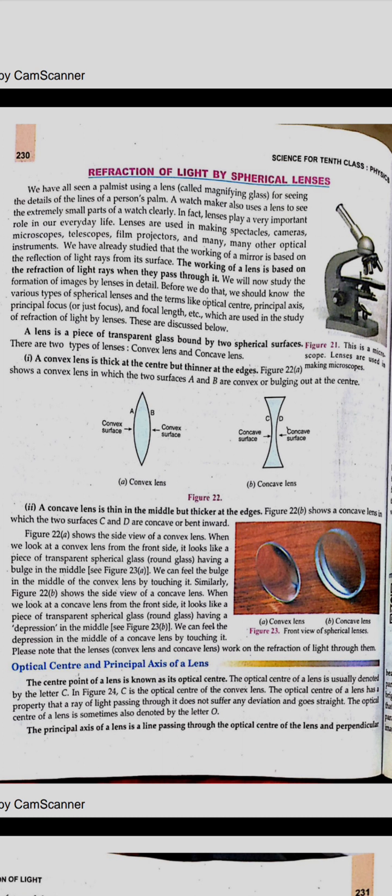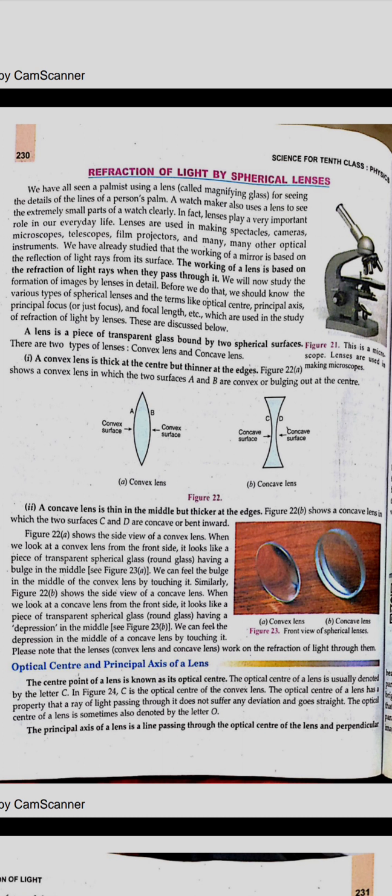Now we have seen that when the light ray passes through a denser or a rarer medium, it is said to be refraction. So in the lenses we will be seeing that refraction will take part. Okay, refraction will also take part. So here are the two types of lenses.